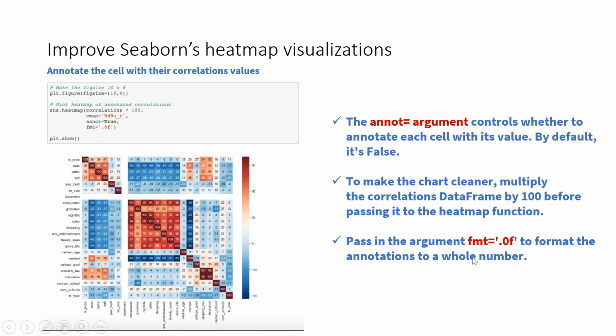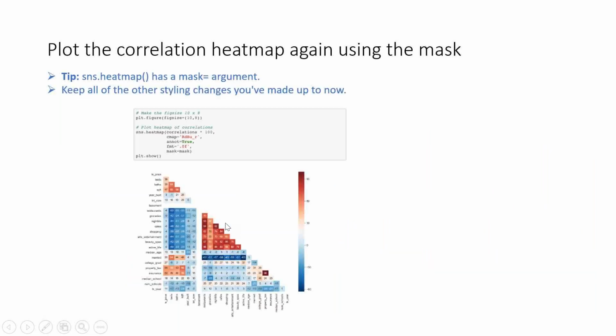So you can pass annot equal to True. By default it is False. When I make it true, it calculates, but the calculation I'm controlling by multiplying by 100 and formatting with a whole number. Otherwise it will not fit in that cell and it will be unreadable. That's why we are doing that. So this is one way to improve it.